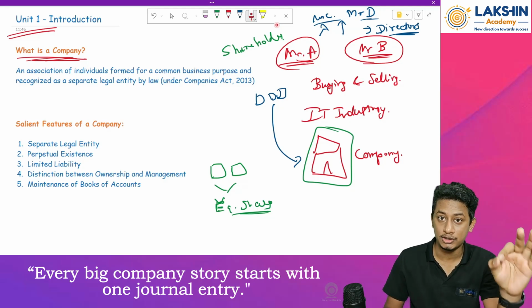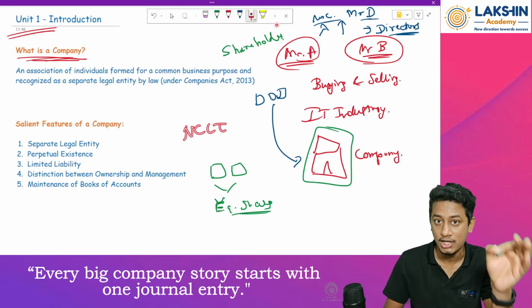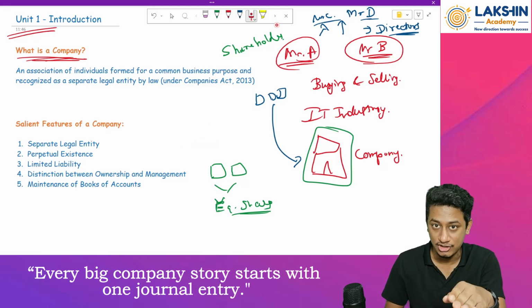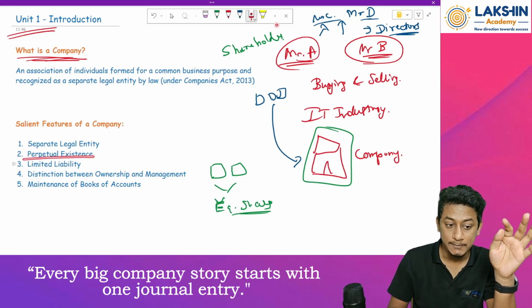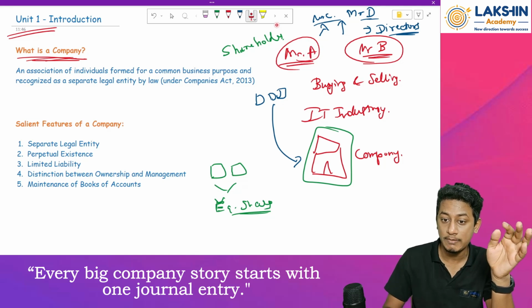We have to apply to the courts, or we call it NCLT, National Company Law Tribunal. After applying for that, we can go for the dissolution of the company. There is voluntary dissolution also, but it is a completely separate procedure which is not required right now. So it has a perpetual existence. That means the company goes on and on, whoever may come, whoever may go.